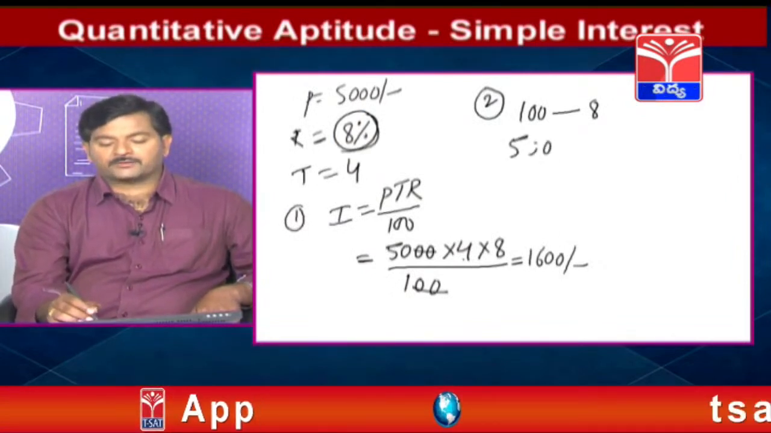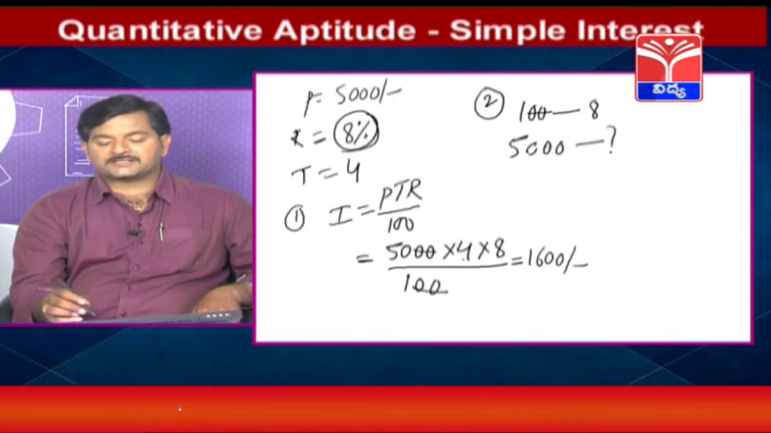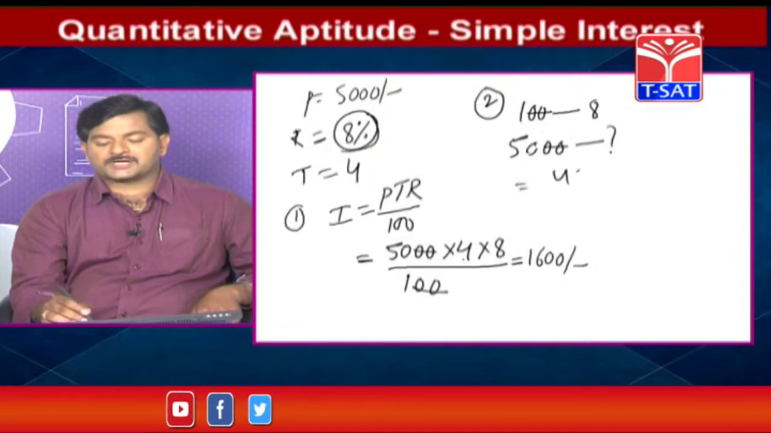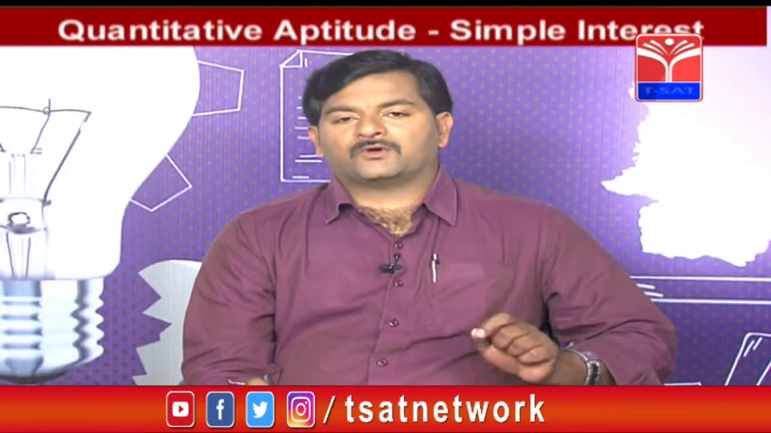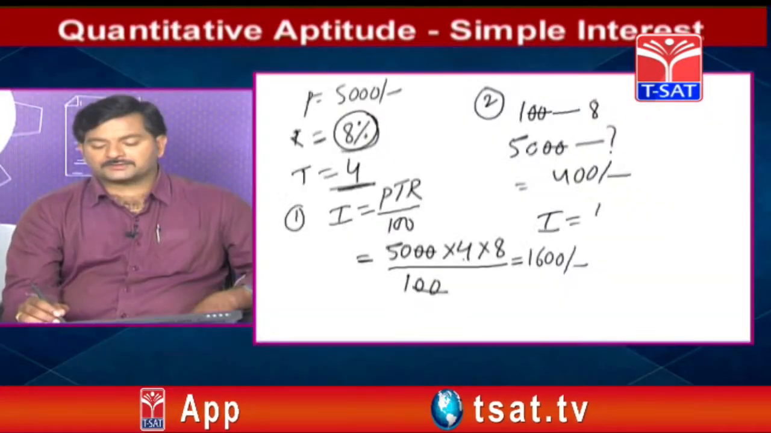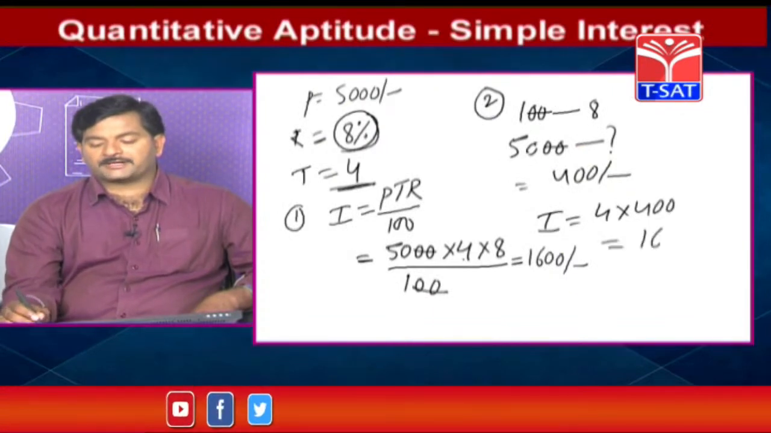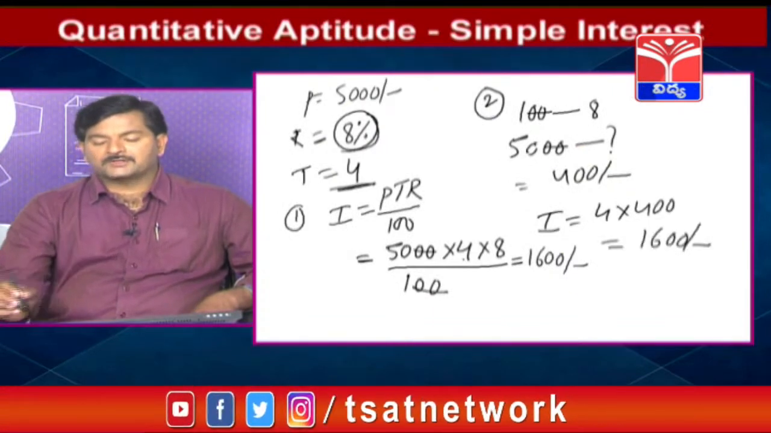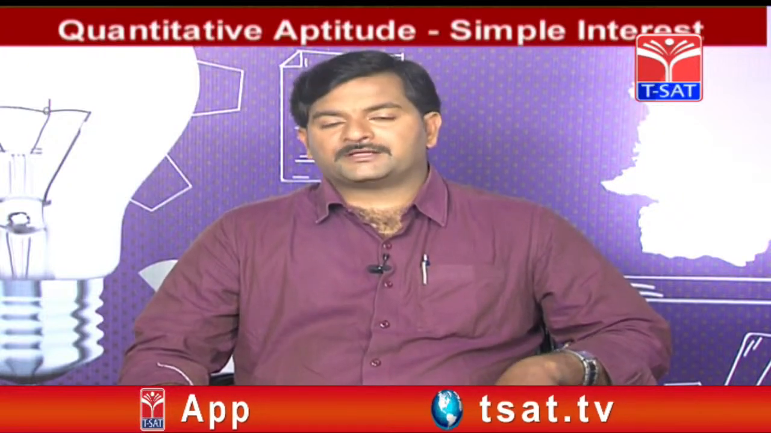But how many rupees did the person borrow here? 5,000 rupees. Then for 5,000 rupees, what is the interest? The 2 zeros cancel, so I get 400. Observe, 400 is for only 1 year, but the person borrowed for a total of 4 years. That's why total interest is 4 into 400, which is 1,600 rupees. So the answer for this question is 1,600 rupees. I hope everybody understood this concept.